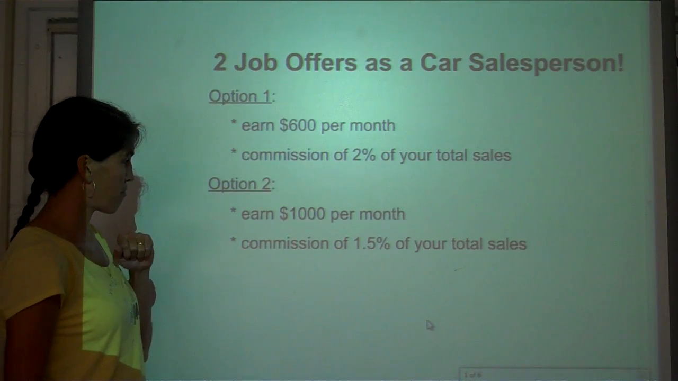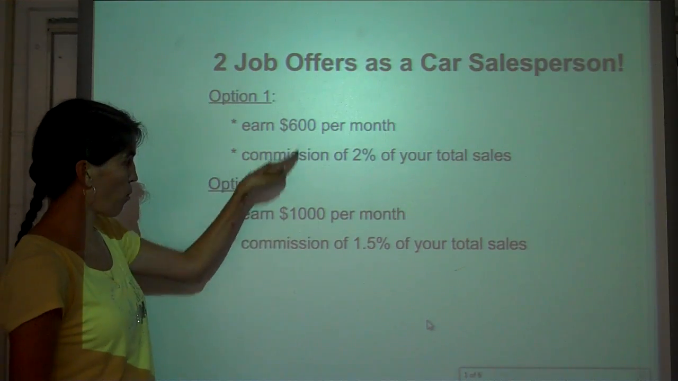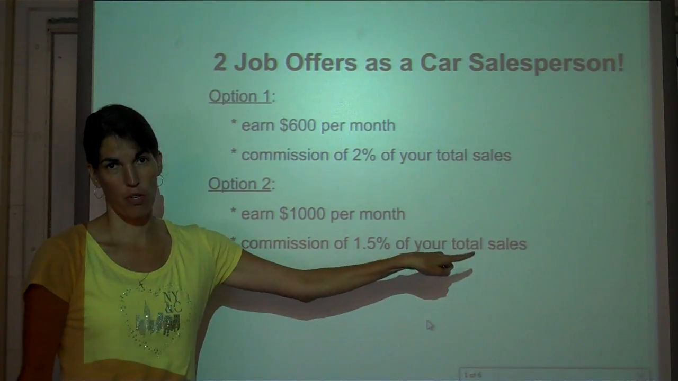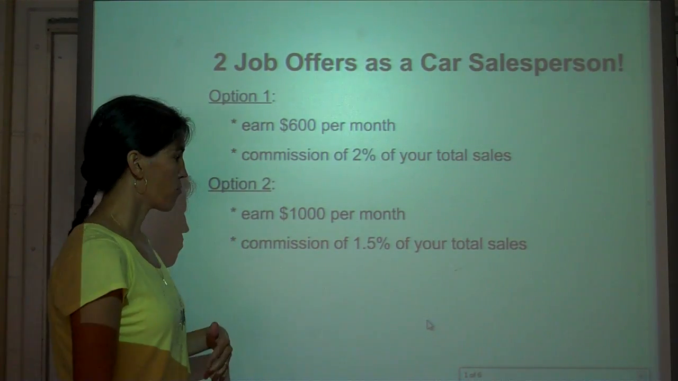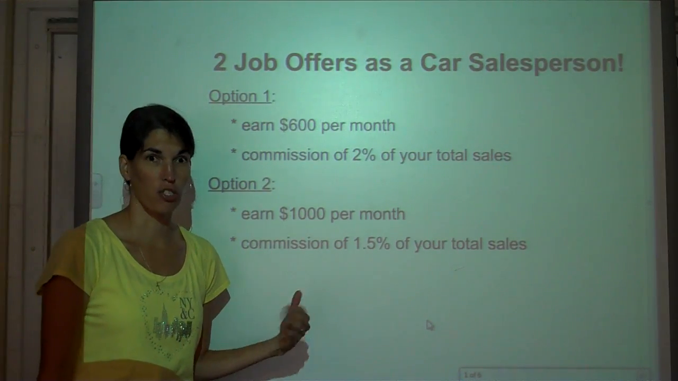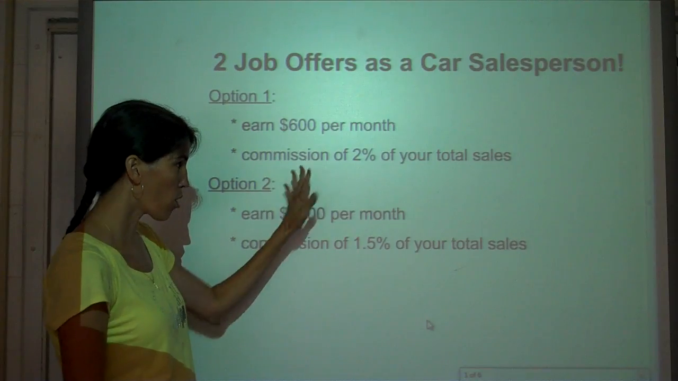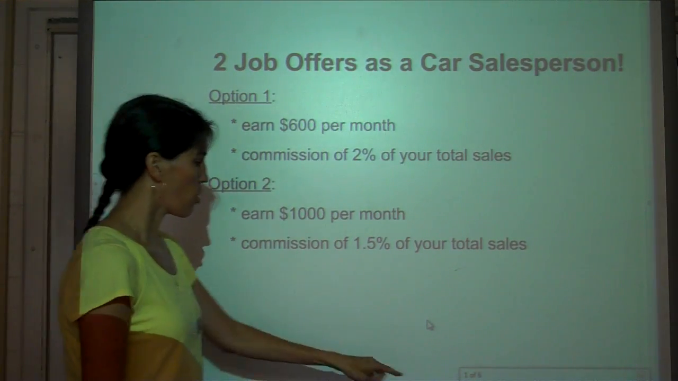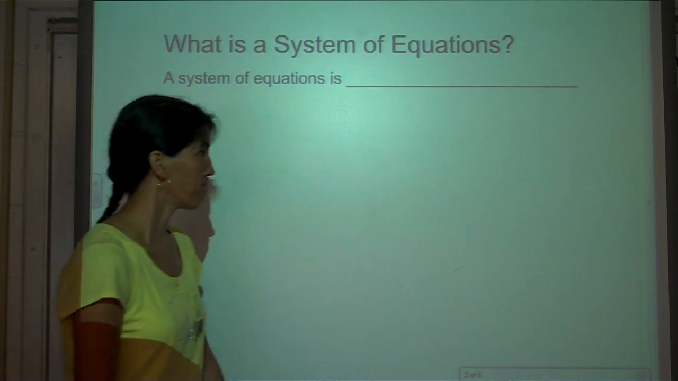And your second job offer, you could earn a little bit more per month, $1,000 per month, but your commission's a little bit less. You only get 1.5% of your total sales. Now, you might use some math to decide which job you would prefer to have. We're not going to worry about this problem right now. We'll come back to it, but there is some application to this.